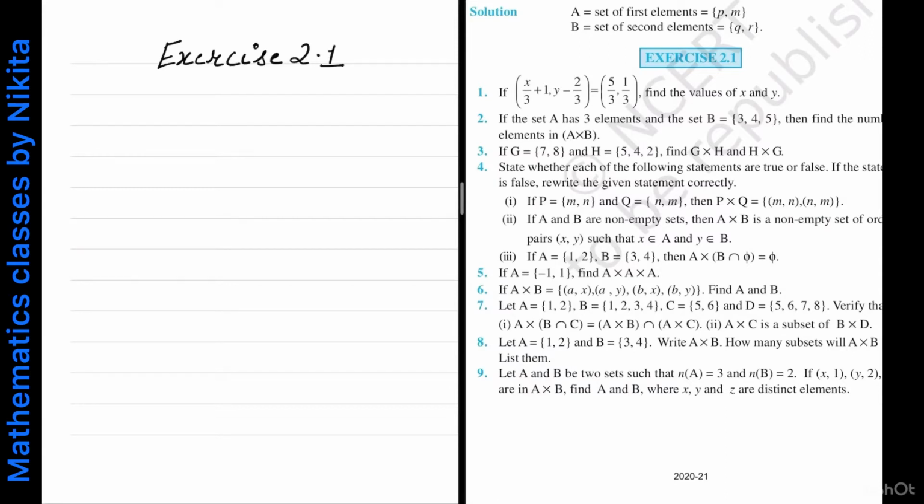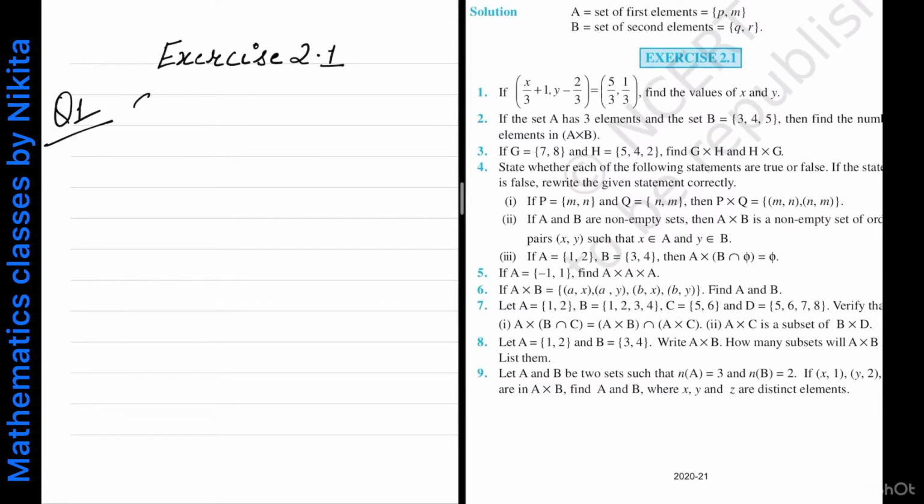So let's start. Question number 1 says that if x by 3 plus 1 comma y minus 2 by 3 is equal to 5 by 3 comma 1 by 3, you have to find the values of x and y. Now I told you that two ordered pairs are equal if and only if their corresponding first elements are equal and the corresponding second elements are equal. So let's solve. So what is given to us?